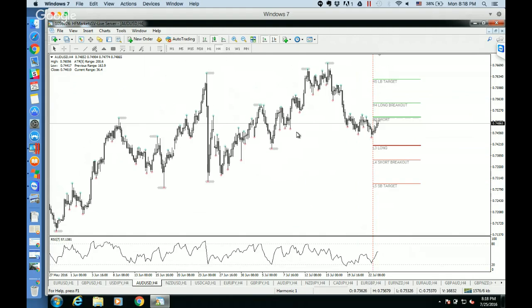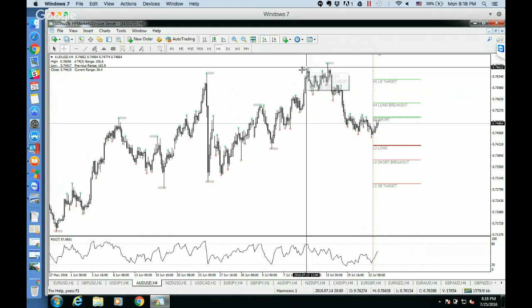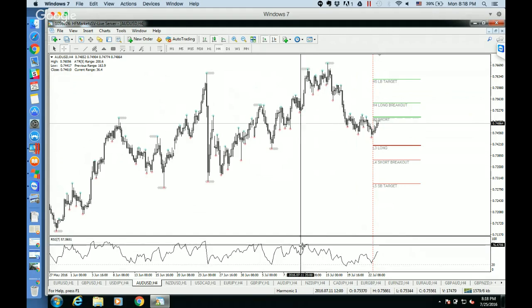All right, Aussie Dollar also. What we are seeing over here is we do have a slight divergence. Price prints a higher high over here, our RSI prints a lower high. Okay, so if I draw it in, this is your divergence.